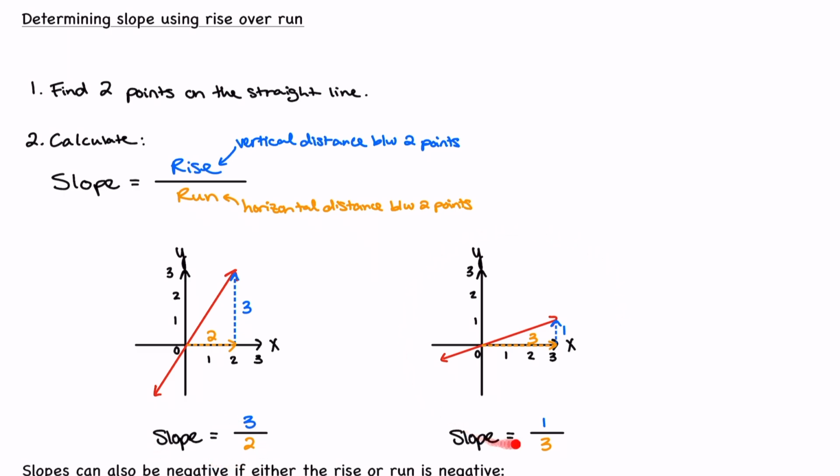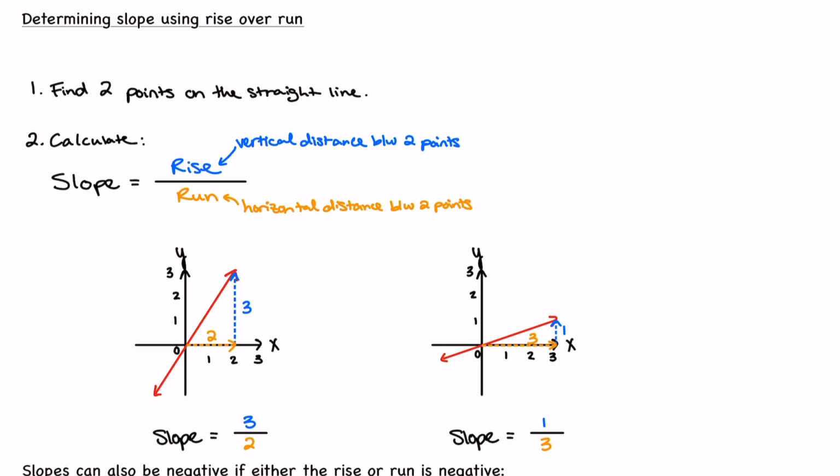We can do the same thing over here. So if we're looking at 2 points, like one here at the origin and one over here at 3, 1, our rise would be our vertical distance between these 2 points. So it would be 1 because we're going from 0 to 1. And our run would be our horizontal distance between the 2 points. So that would be 3 because we're going from 0 to 3. So our slope would be our rise divided by our run. So 1 divided by 3 for a slope of 1 over 3.